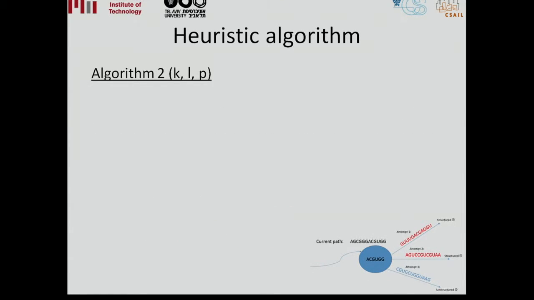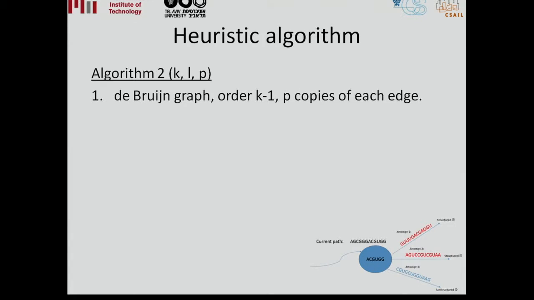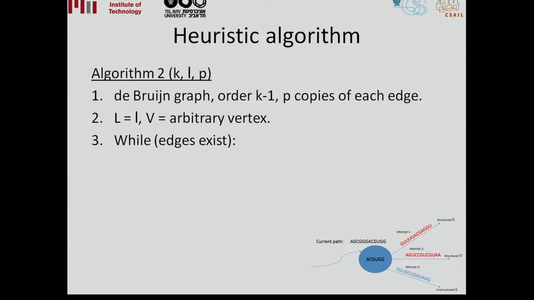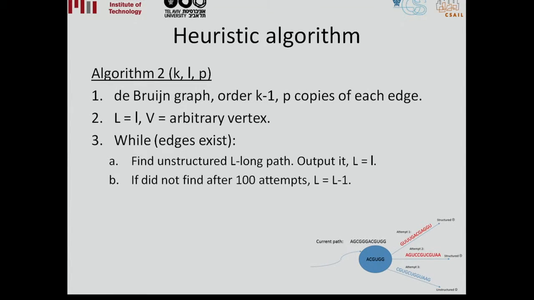So this is the second algorithm that I'm going to present. We start with generating a De Bruijn graph of order k-1. This gives us that each edge represents a k-mer. Then we can also add copies in case we want a multiplicity that is greater than 1 for each k-mer. Then we iterate as long as there are still edges in the graph, because it means that there are k-mers that we didn't cover. We try to find an unstructured L-long path. If we find one, we can output it and remove the edges from the graph. If we did not find one, we can keep trying up to some number of attempts.